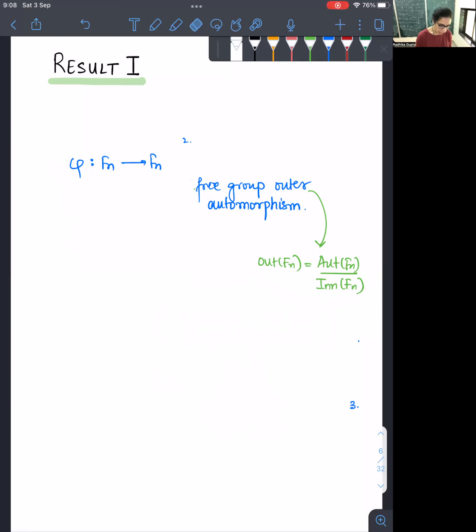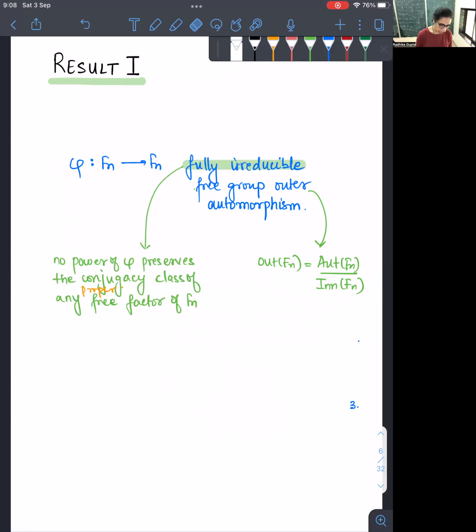And not just any free group automorphism. In this talk, I want to look at something called a fully irreducible free group automorphism. These are automorphisms, no power of which preserves the conjugacy class of any proper free factor. So what's a free factor? If I write my free group as A star B, then both A and B are called free factors. So this is analogous to pseudo-Anosov in the sense that a pseudo-Anosov homeomorphism is one, no power of which preserves the homotopy class of any closed curve.